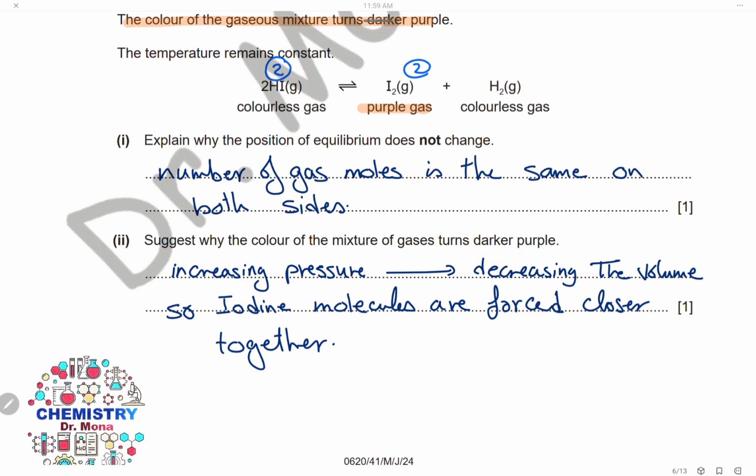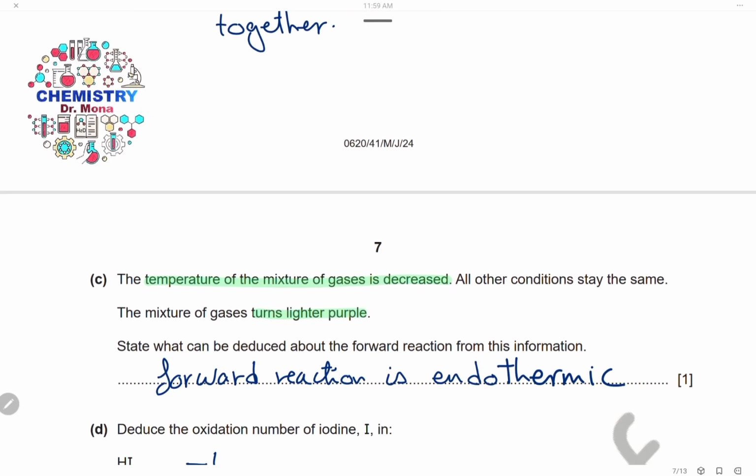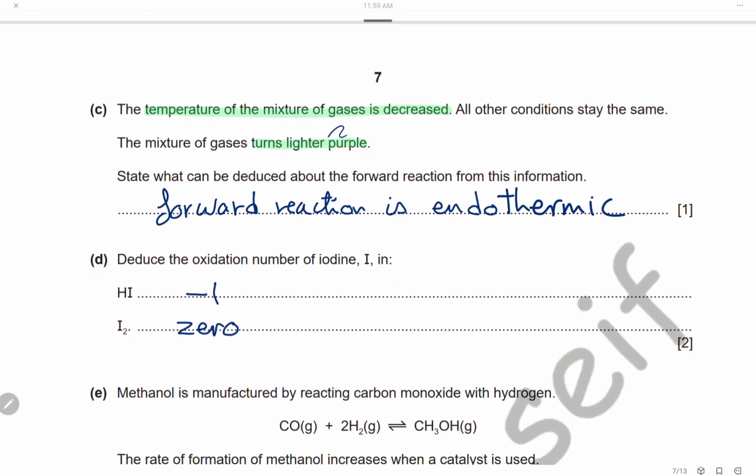Number 2, suggest why the color of the mixture turns darker purple. The color turns darker purple by increasing the pressure, because by increasing the pressure we are decreasing the volume. So we are pushing iodine molecules, or forcing iodine molecules, closer together. That's why we see the color as darker purple. The temperature of the gas mixture is decreased and all other conditions stay the same. When we decrease the temperature, the color turns lighter purple. So by decreasing the temperature, the equilibrium position shifted to the side where the color is lighter purple.